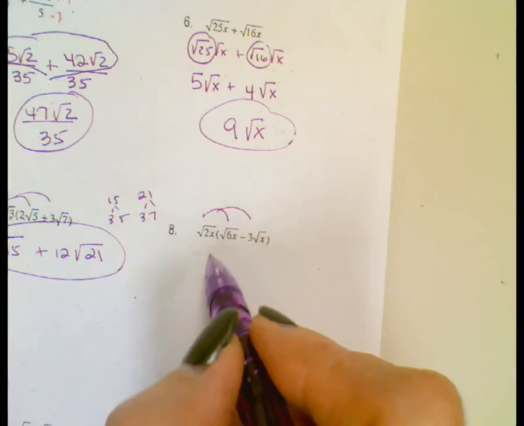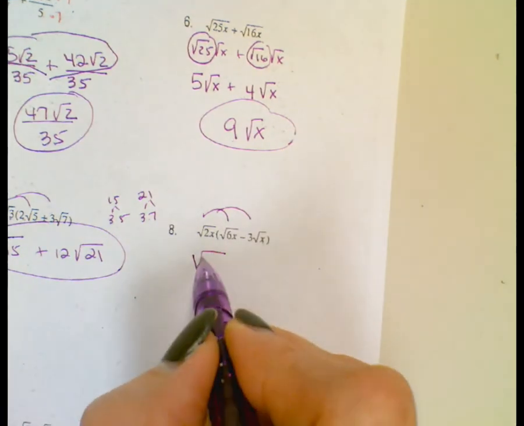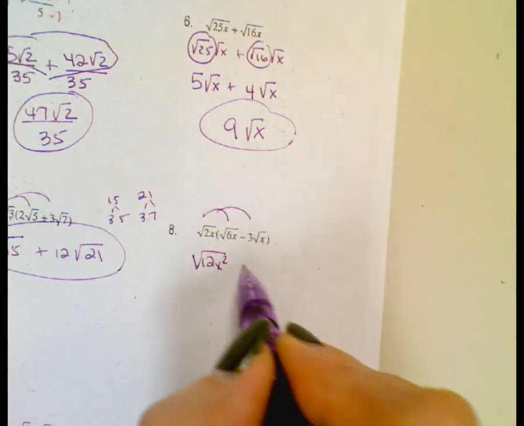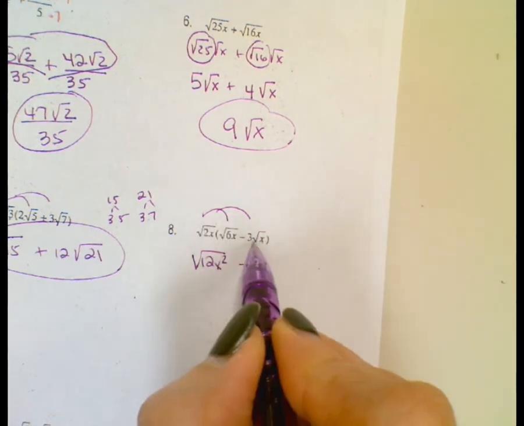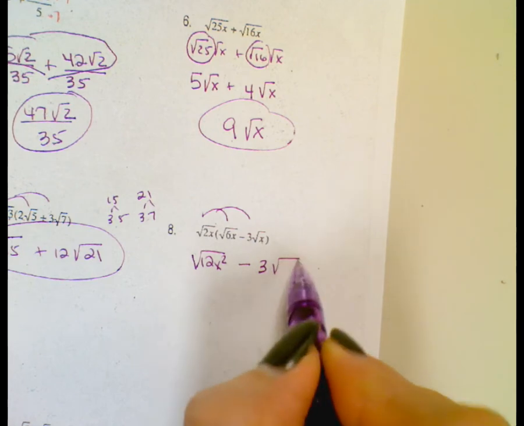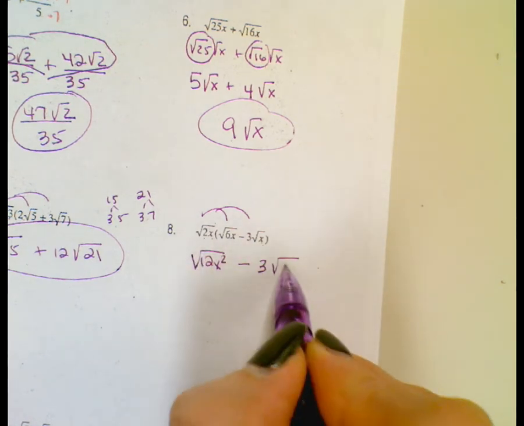Distributing again. Radical 2x times radical 6x is radical 12x squared minus radical 2x times this. Now, on this one, the 3 is on the outside, so it stays on the outside. But the 2x and the x become 2x squared.